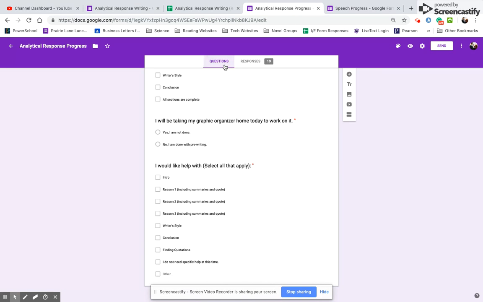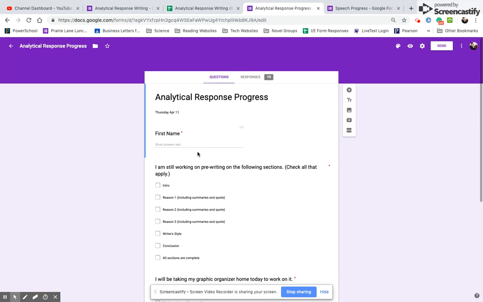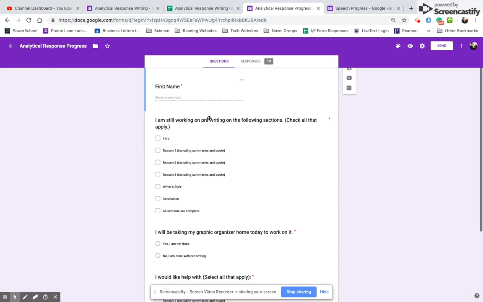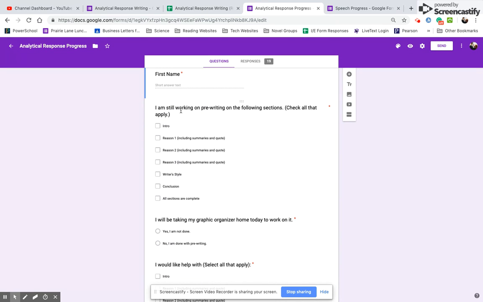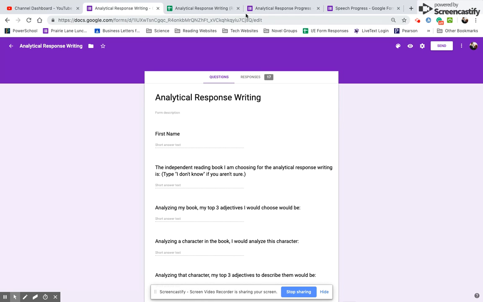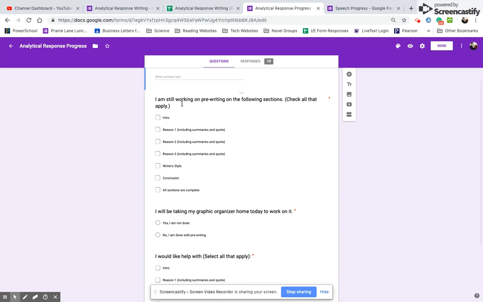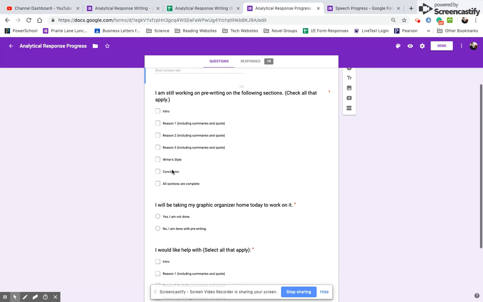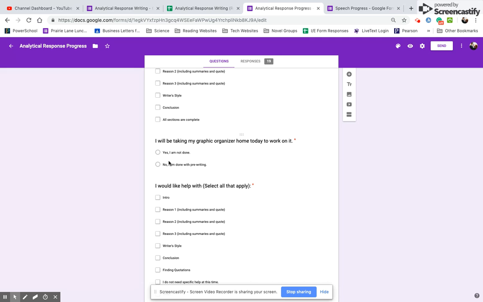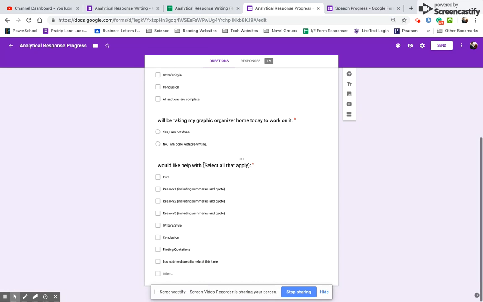Another one that I used is right here for analytical response. I'm still working on the pre-writing. This one is further along, so after the first one, I did this one. What are you still working on for your pre-writing? Are you going to be taking a graphic organizer home today? What would you like help with?